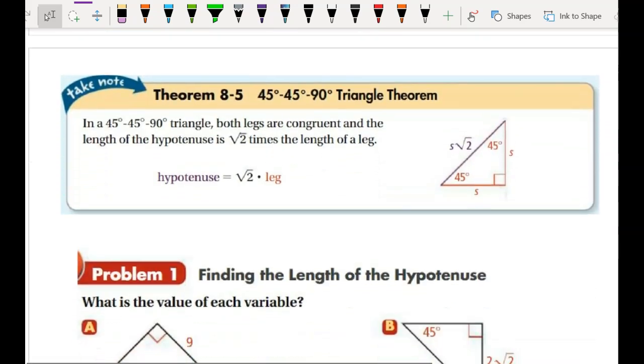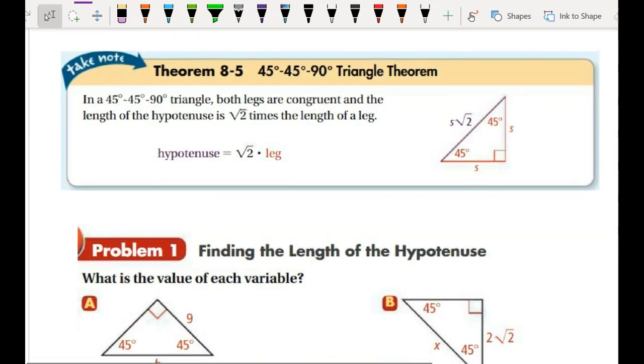So, of course, there's a theorem to go with that. This is theorem 8.5, the 45, 45, 90 triangle theorem. In a 45, 45, 90 triangle, both legs are congruent because it's an isosceles triangle, and the length of the hypotenuse is the square root of 2 times the length of the leg, whichever leg I want, because they're the same.